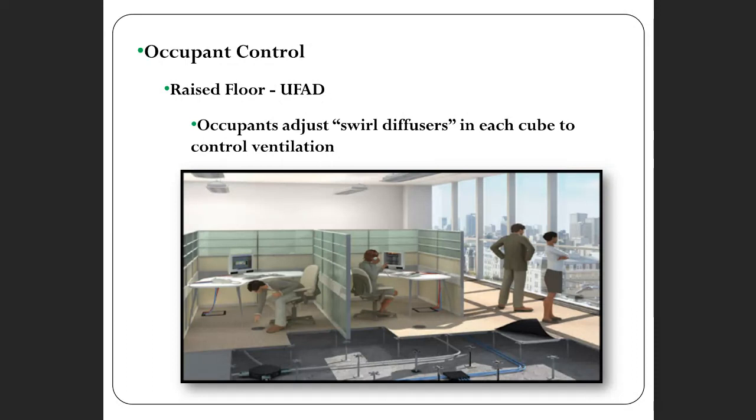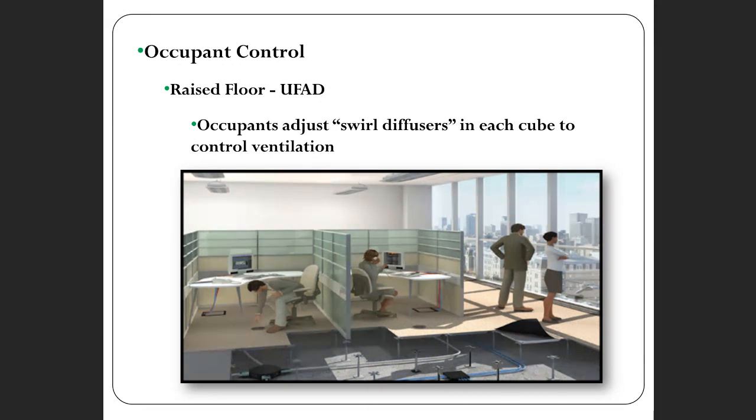We have a system called UFAD, or underfloor air distribution, or a raised floor. In this case, the air is being distributed from below, and this gives individual occupants the ability to control the amount of ventilation that they get into their individual cube, right? They have a little swirl diffuser on the floor, and he or she can adjust how much air is coming into their cube. This would be an example of where we're giving occupants control.